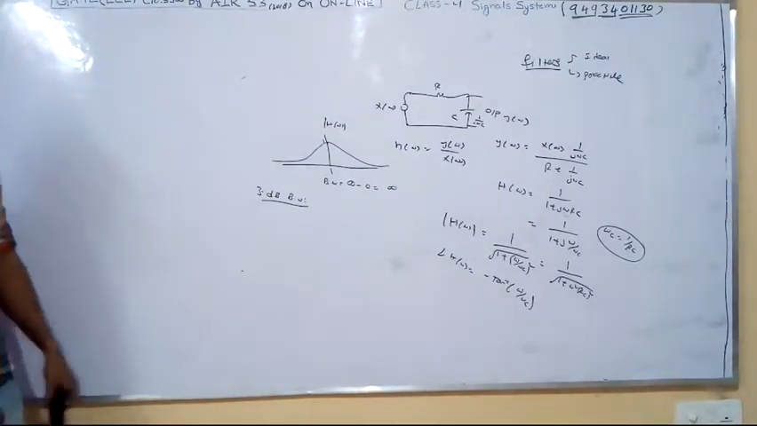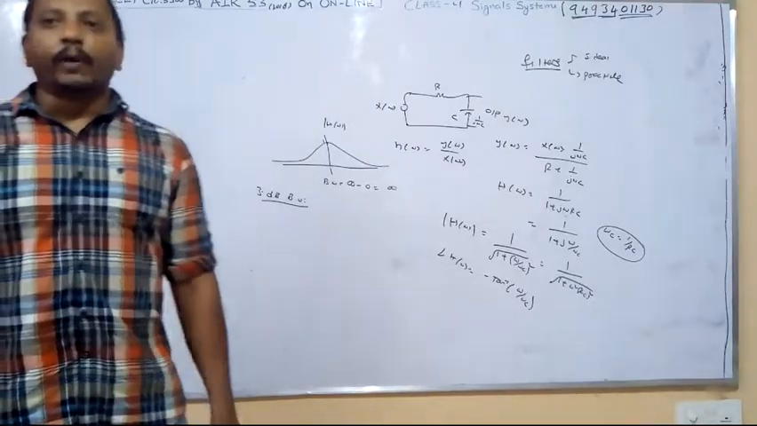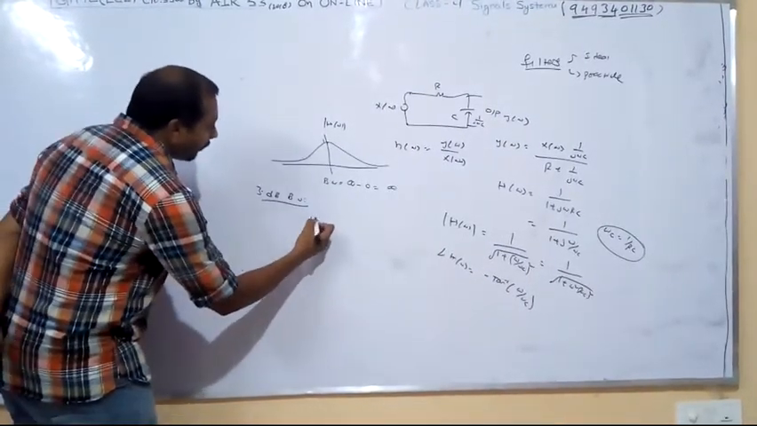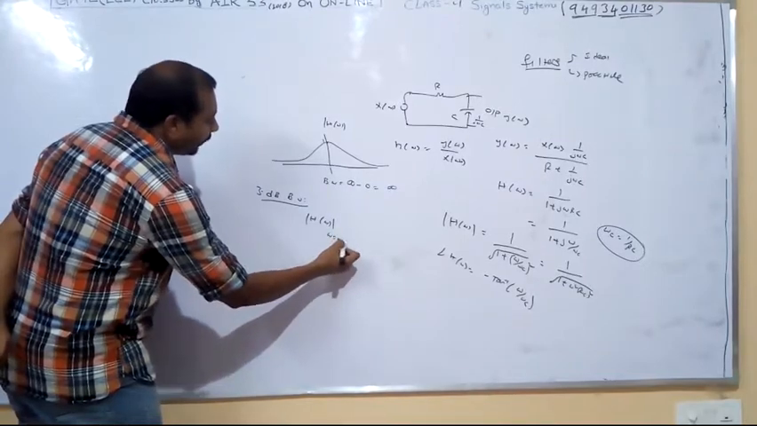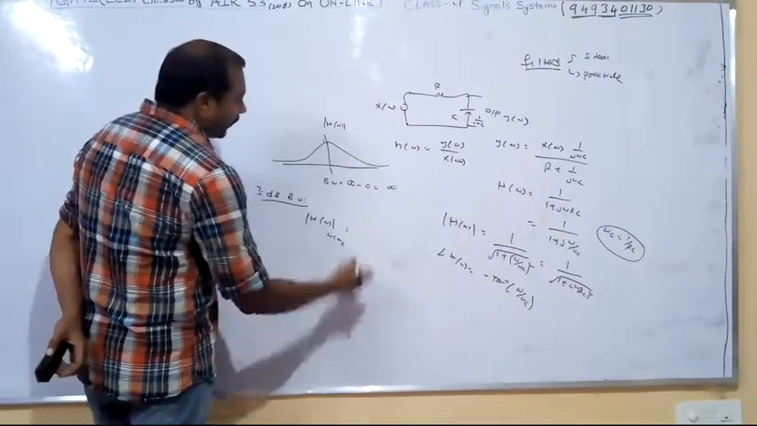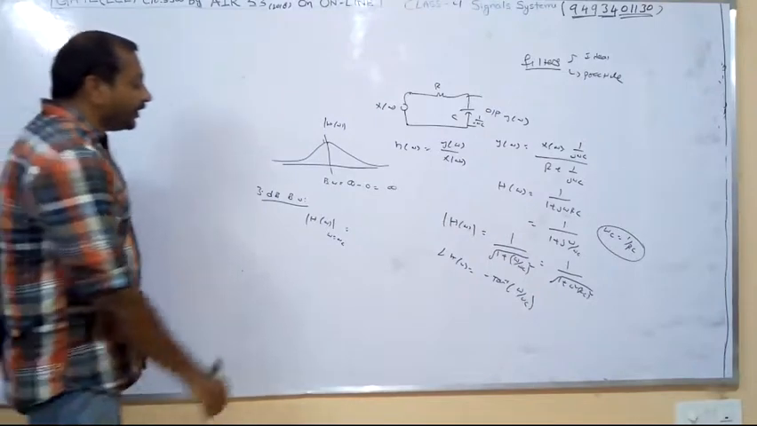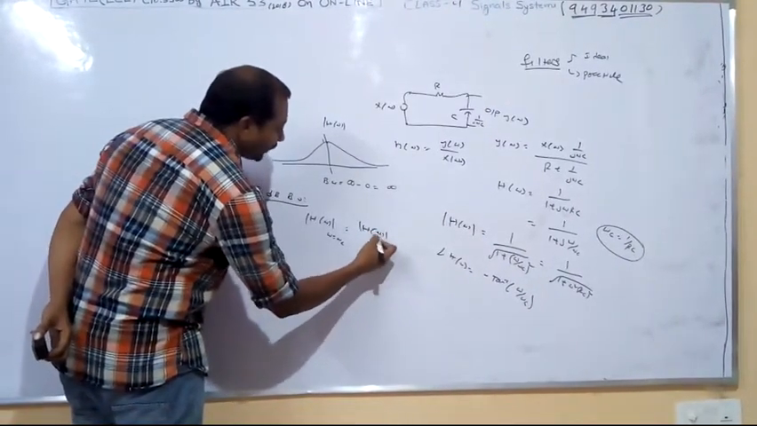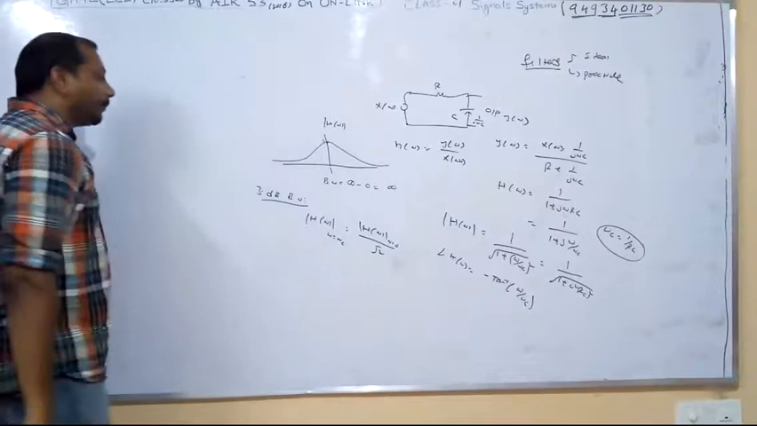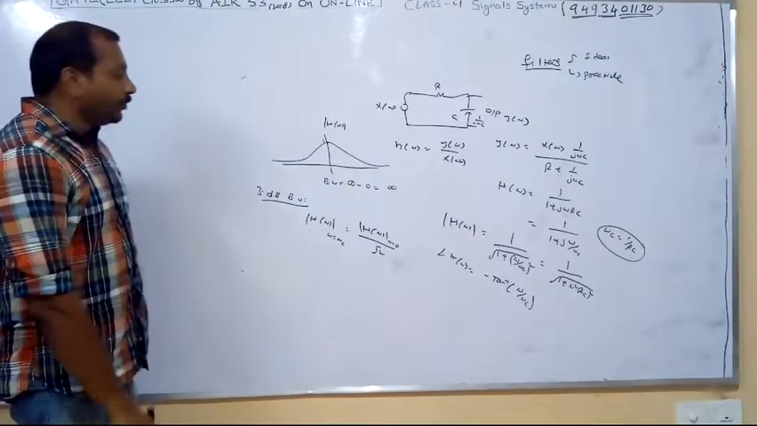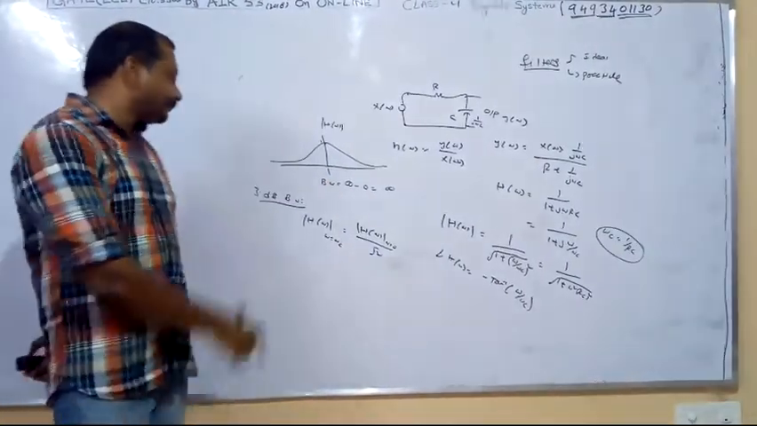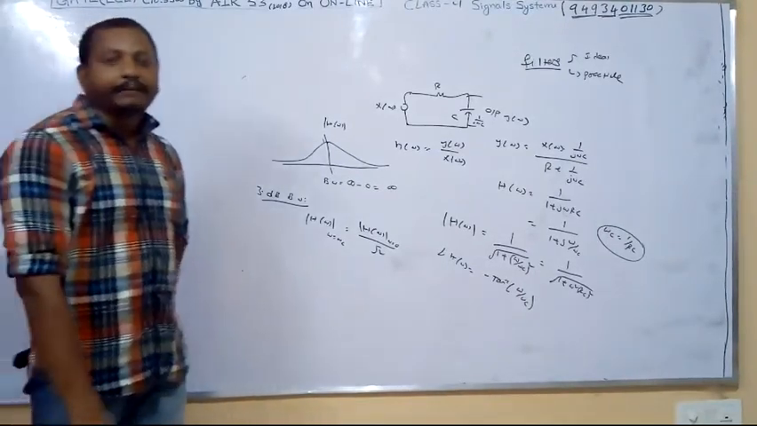The 3 dB bandwidth is the frequency at which the amplitude reduces to 1 by root 2 times the maximum amplitude. The frequency at which the magnitude |H(omega)|, at omega equal to omega c, is reduced from its maximum value at omega equal to 0, which is 1, to 1 by root 2. That is nothing but the frequency at which the amplitude is reduced by 3 dB, so this is called the 3 dB bandwidth.